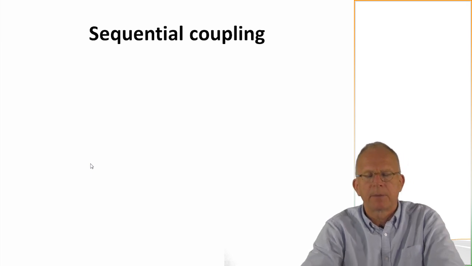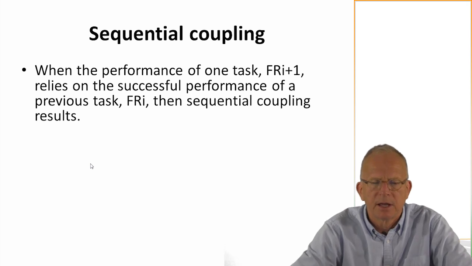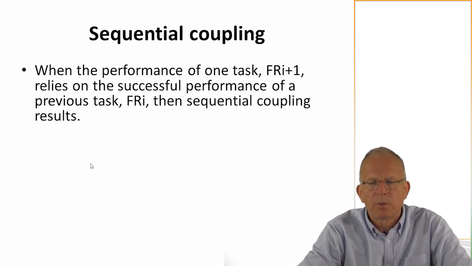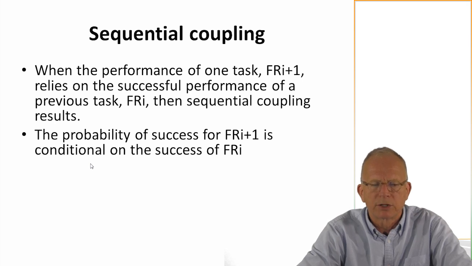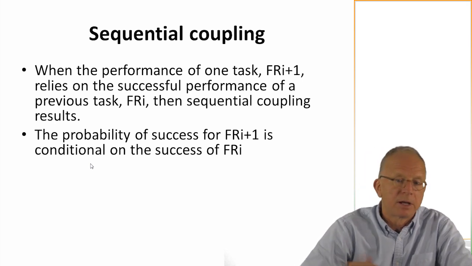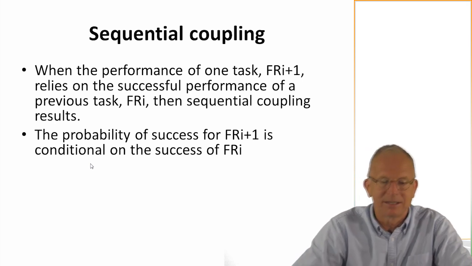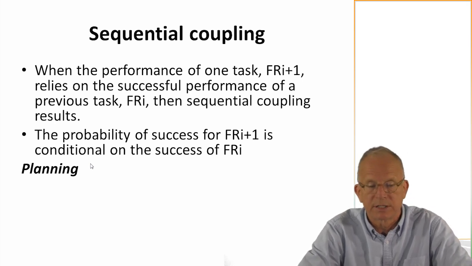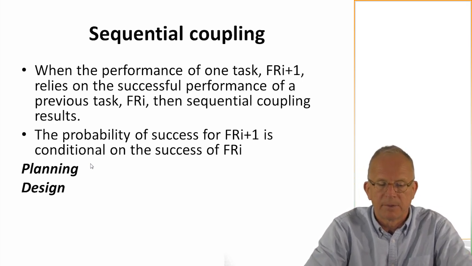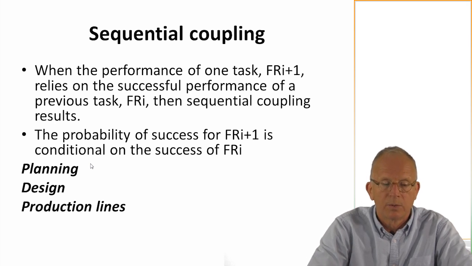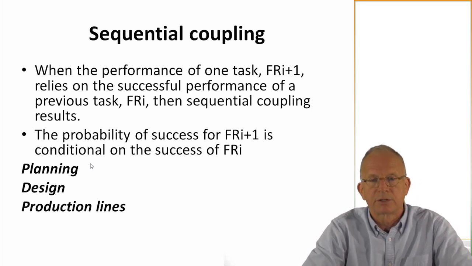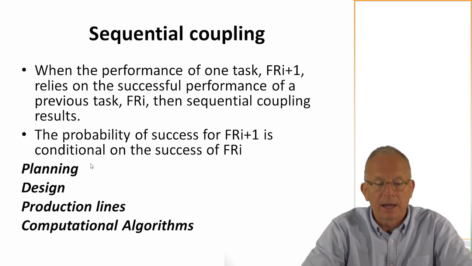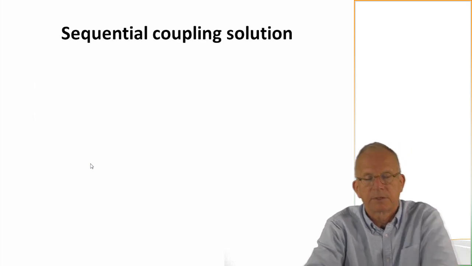Let's look at sequential coupling, and this comes up in manufacturing. When we have one task that has to be done in sequence with a previous task, then you can have some kind of sequential coupling. So the probability of being successful in the second task is conditional on success in the first task. Planning is one situation where you can see this, besides manufacturing. Also in design work, what do we design first? But it's also quite clear in production lines, and can be important in computational algorithms.